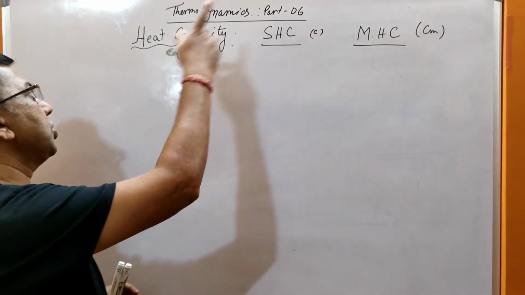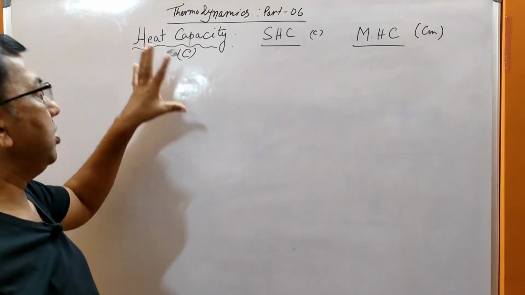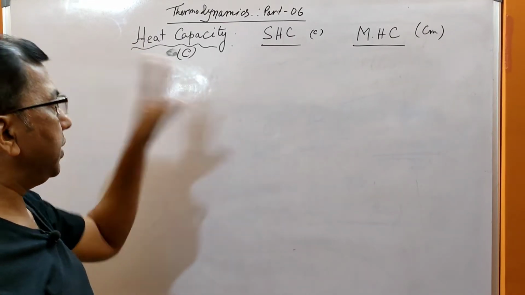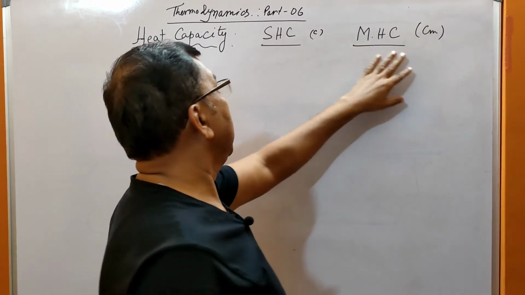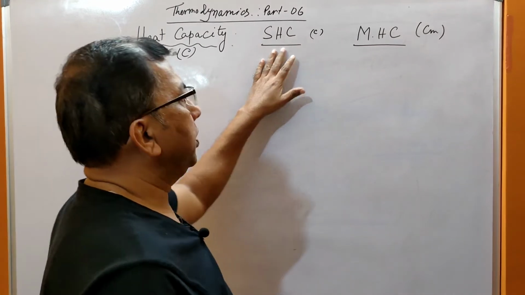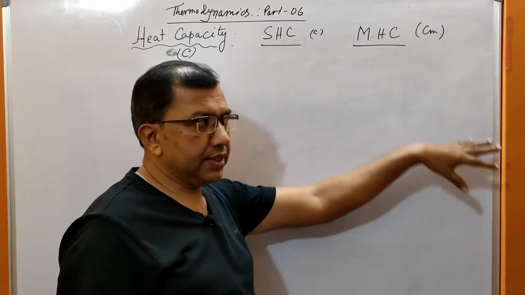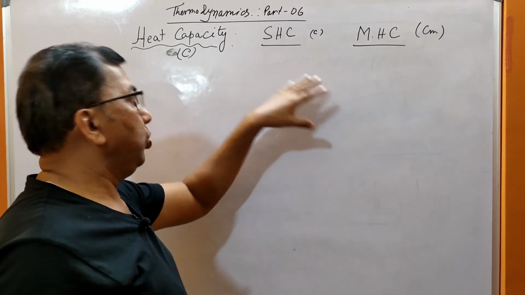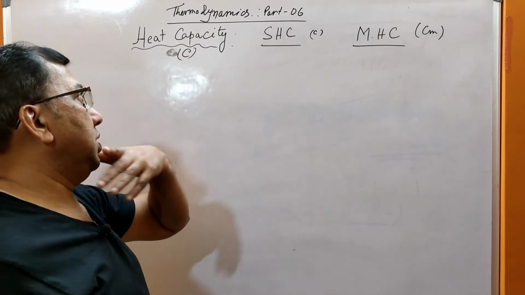So now next I will discuss heat capacity. Heat capacity क्या है? Then specific heat capacity and then molecular heat capacity. Heat capacity capital C, specific heat capacity small c, molar heat capacity Cm. इसका बाद और कुछ है, I will discuss. Okay, so what is heat capacity?